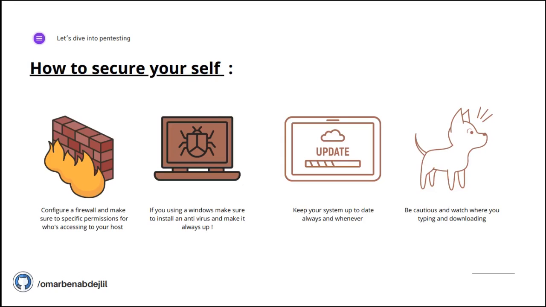Okay, how to secure yourself? First thing, you need to configure a firewall and make sure to specify permissions for who's accessing your host. Secondly, if you're using Windows, make sure to install an antivirus and keep it always up to date. Then we need to talk about updates. You need to keep your system up to date always. Also, you need to be cautious and watch what you're typing and downloading to avoid downloading some malicious code, of course.